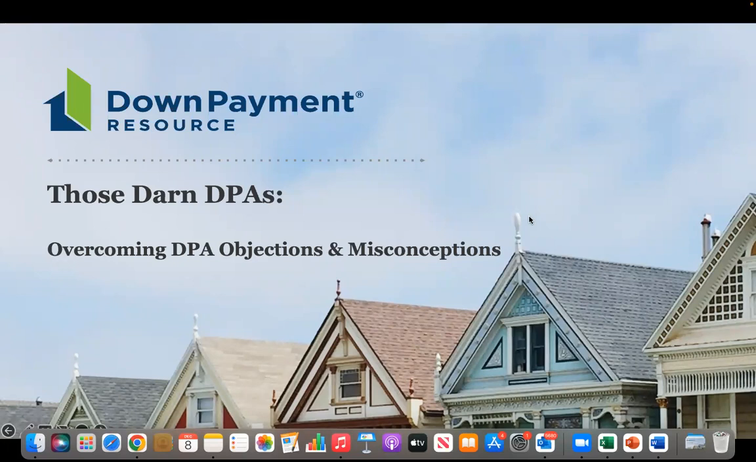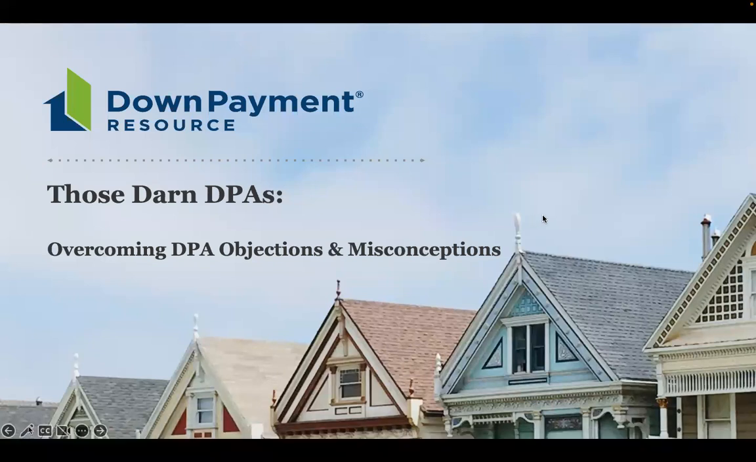Assistance objections and misconceptions. Today, we're going to talk a lot about the state of DPA and get into some of the common objections that we see, some of the misperceptions, either real or perceived, about down payment assistance programs, utilizing them, and so forth. We'll get into that in just a moment. We do want to keep this interactive.